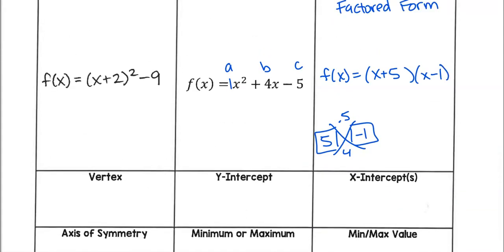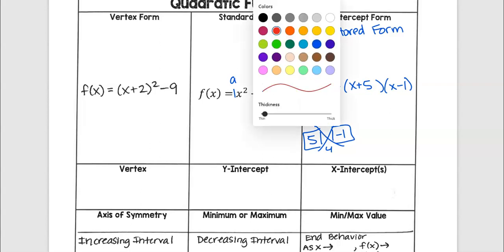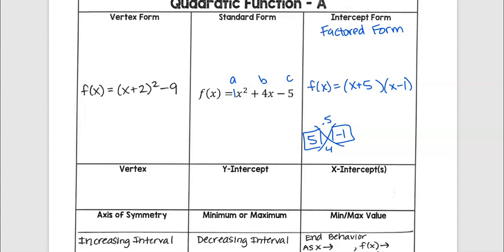All right, so now we have all 3 forms of the equation. Each piece gives us something different. Okay. Which one of these can I find the vertex from? Vertex form. Okay. So looking at my vertex form, x plus 2 squared minus 9, what is our vertex going to be?